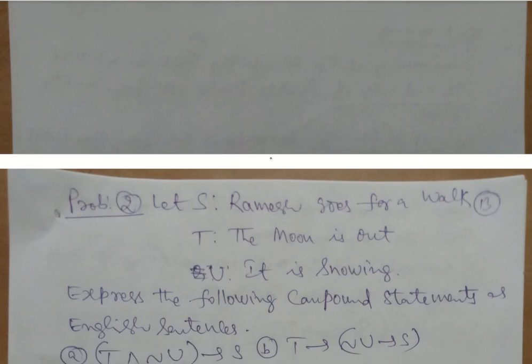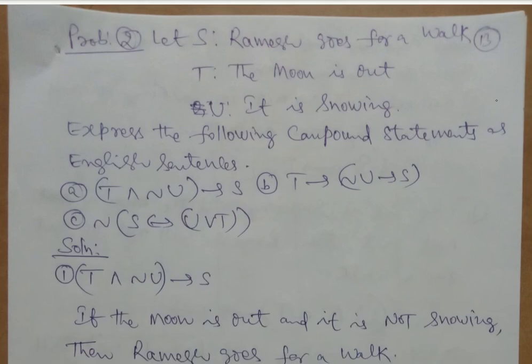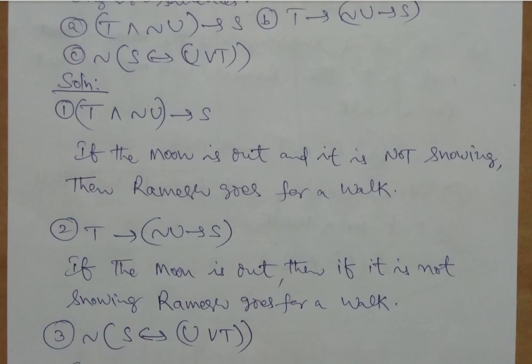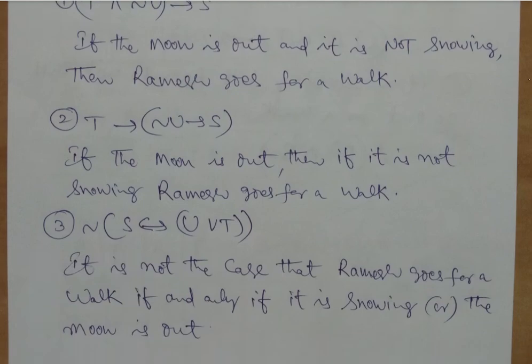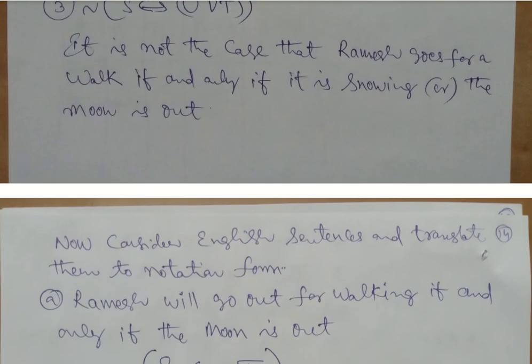Second problem of the same type. Let S be Ramesh goes for a walk. T, the moon is out. U, it is snowing. So express them. Similar to that, I will leave this to you because we have just applied the same English and it is not complicated like the previous one, straightforward. Okay, so now I will take another case.